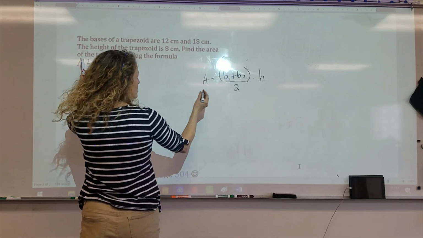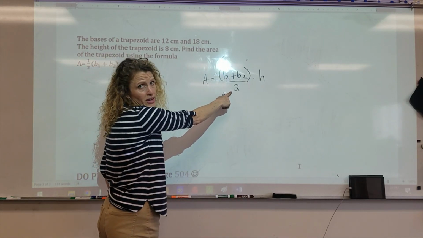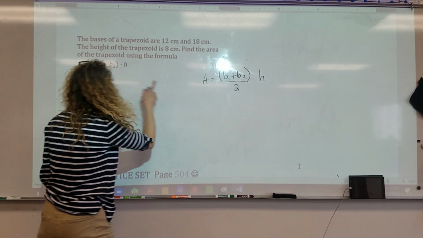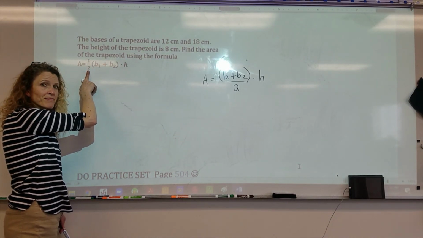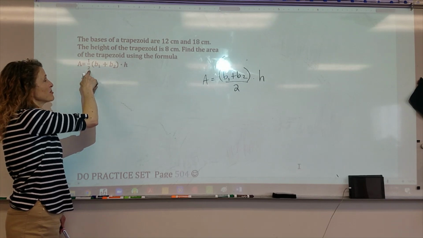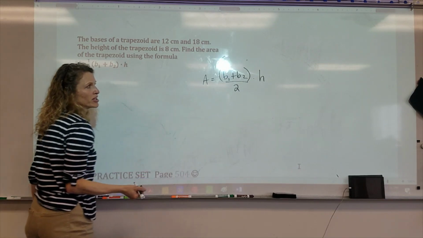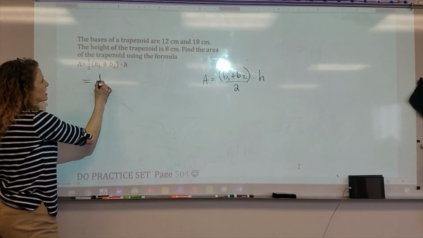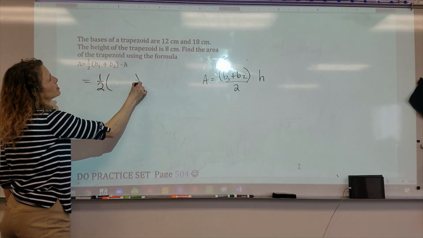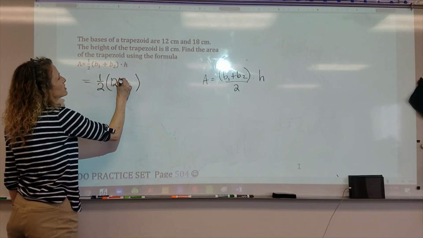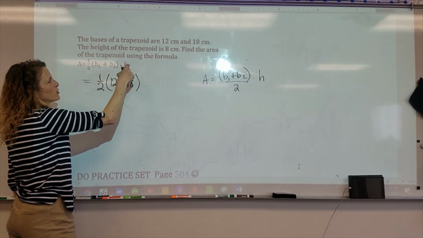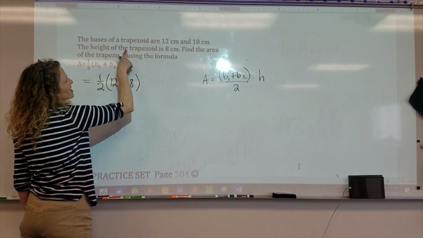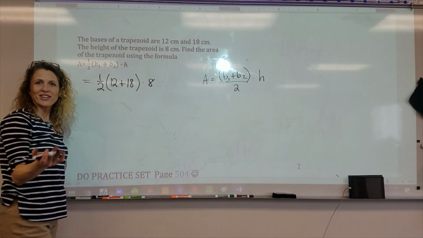This time, look at the difference here. We talked about dividing by 2 underneath it. This one says 1/2 out in front. Is it the same formula? It is. Timesing by 1/2 is the same thing as dividing by 2. So let's put in this formula. B1 we'll call 12. B2 we'll call 18. And we're going to times this by the height. It says the height is 8. So I just have to solve that.